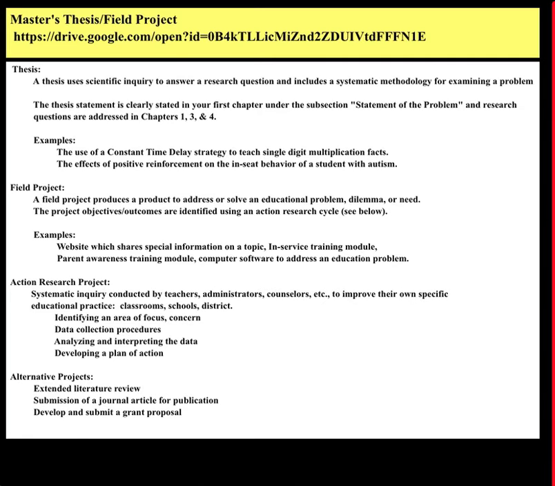Now, let's look at this action research project. Action research is systematic inquiry conducted by teachers or administrators or counselors, people working in the schools to improve their own specific educational practice. So this is a piece of research that can take place in classrooms, schools, or in districts. And it has a 4-step cycle, and when you read chapter 1 in the textbook, it will introduce you to this cycle in great detail. So here I'll just very briefly go over it. It's identifying an area or focus of concern, collecting data on that area, on the procedures, analyzing and interpreting the data, and then developing a plan of attack.